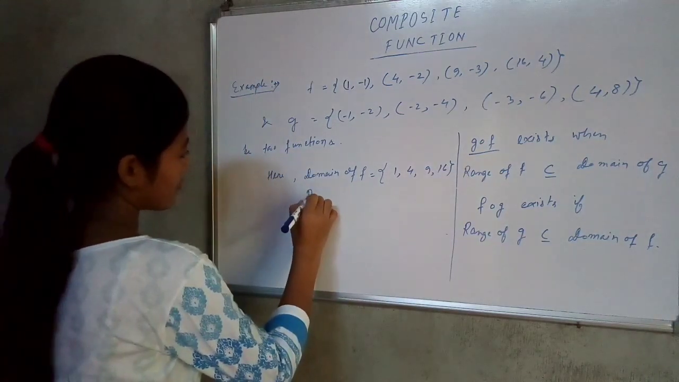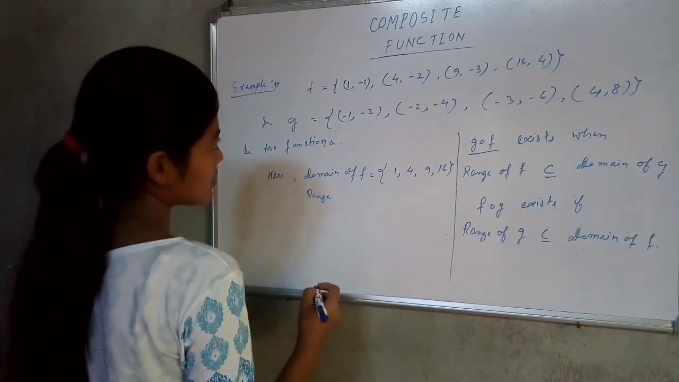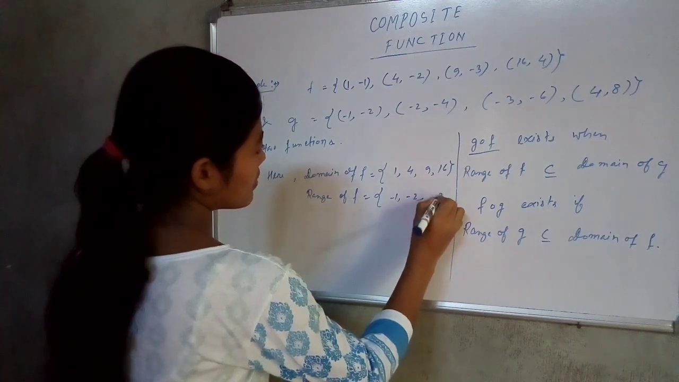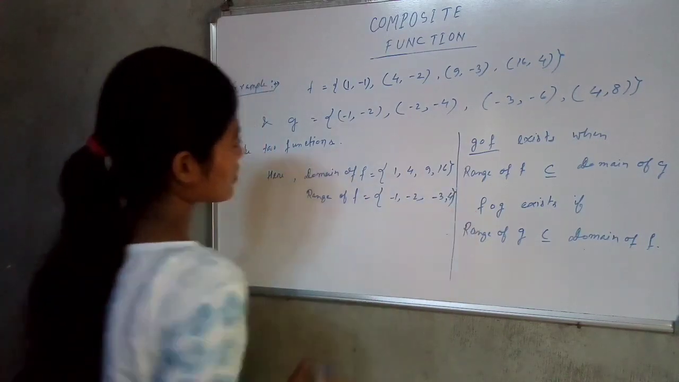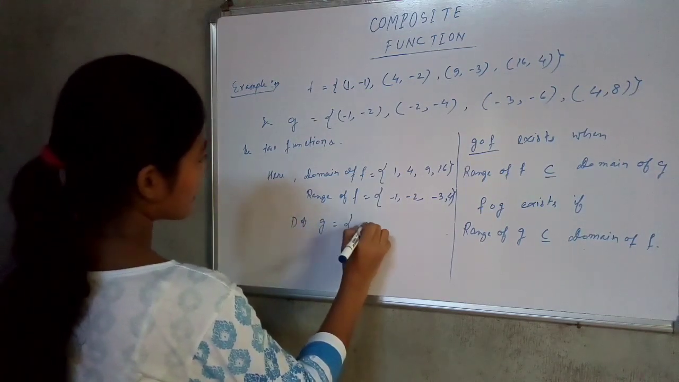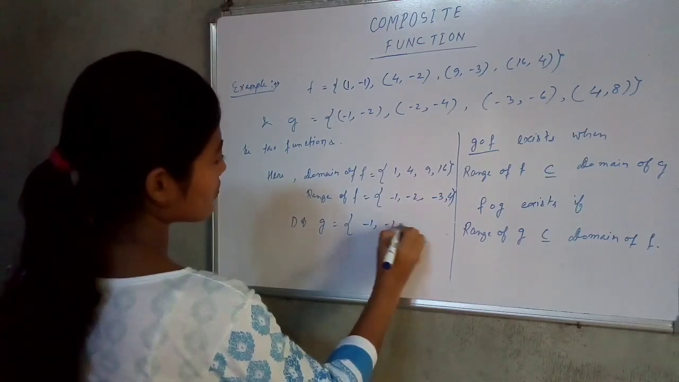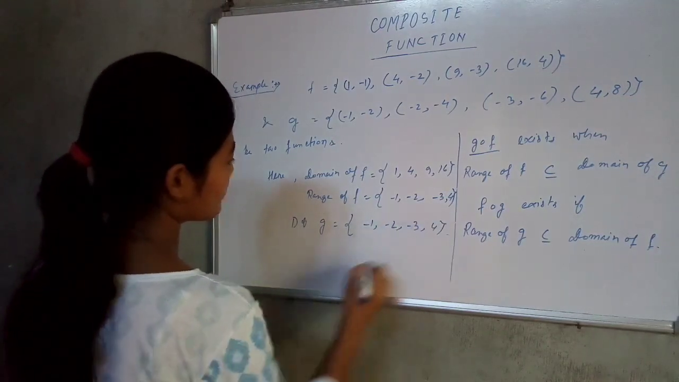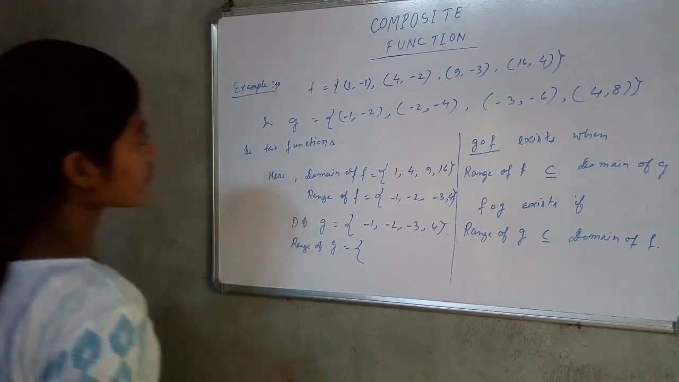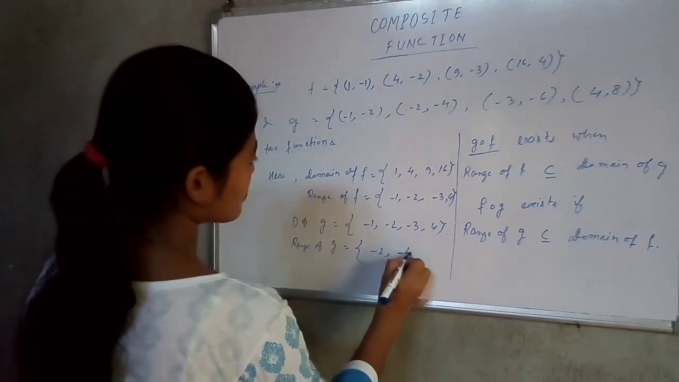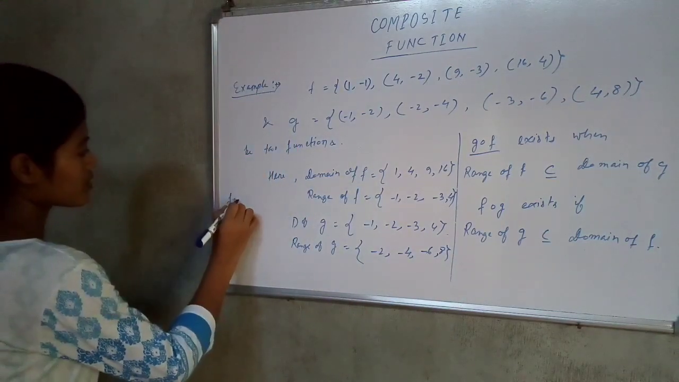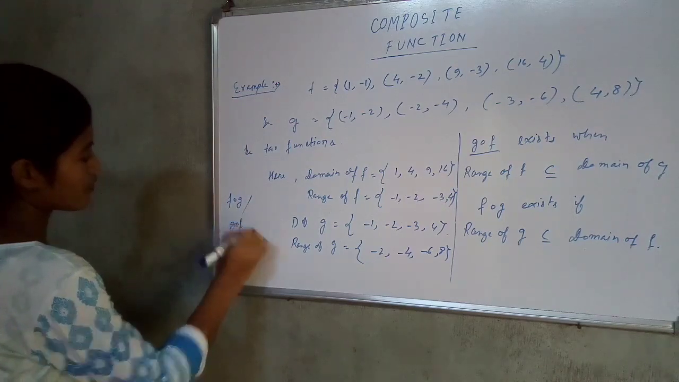And the range of f will be the set of second elements: -1, -2, -3 and 4. Similarly, the domain of Z is -1, -2, -3 and 4, and the range of Z is the set of elements -2, -4, -6 and 8. We need to check whether F naught Z exists or Z naught F exists.